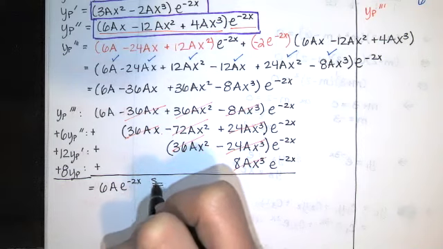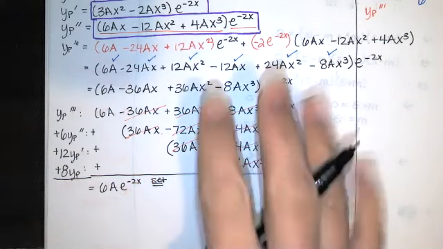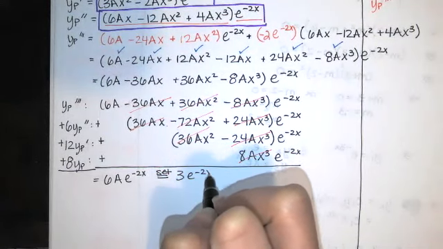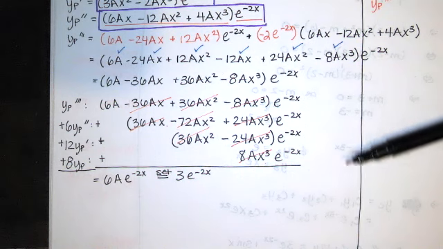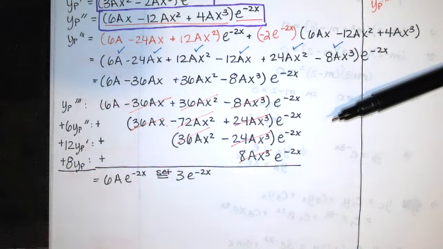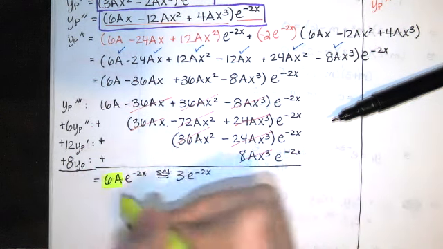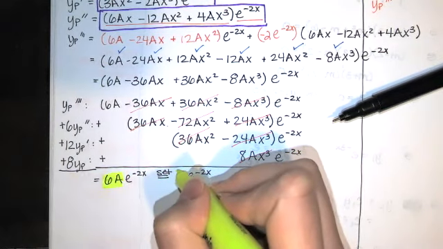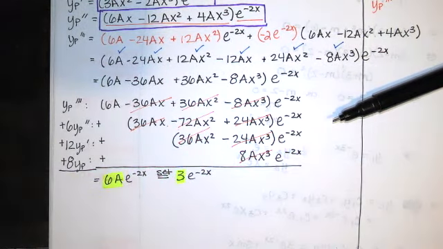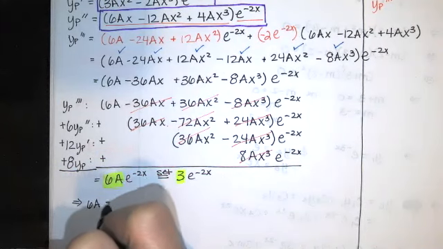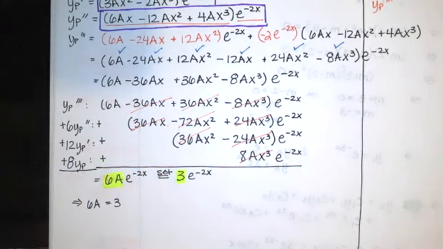We want to set that equal to the right-hand side, and the right-hand side was 3 times e to the negative 2x. Isn't that nice? Now, the only way these two expressions are equal is if the coefficients are equal, because you've got a constant times e to the negative 2x on this side, and that equals a constant times e to the negative 2x on that side. So the 6a must be equal to the 3. Okay.